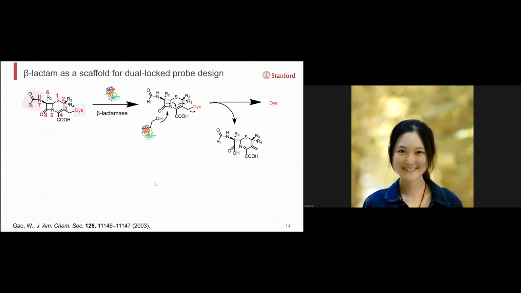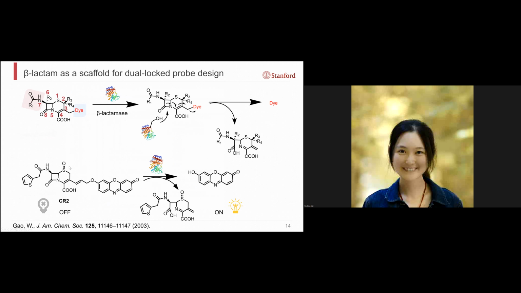This strategy has been used in the past, as you can see here, by attaching a blue emission dye, and then we can understand the activity of this type of beta-lactamase, and thus achieve bacterial detection. So this has been reported, and we sought to use this scaffold to further design a dual-targeting probe.